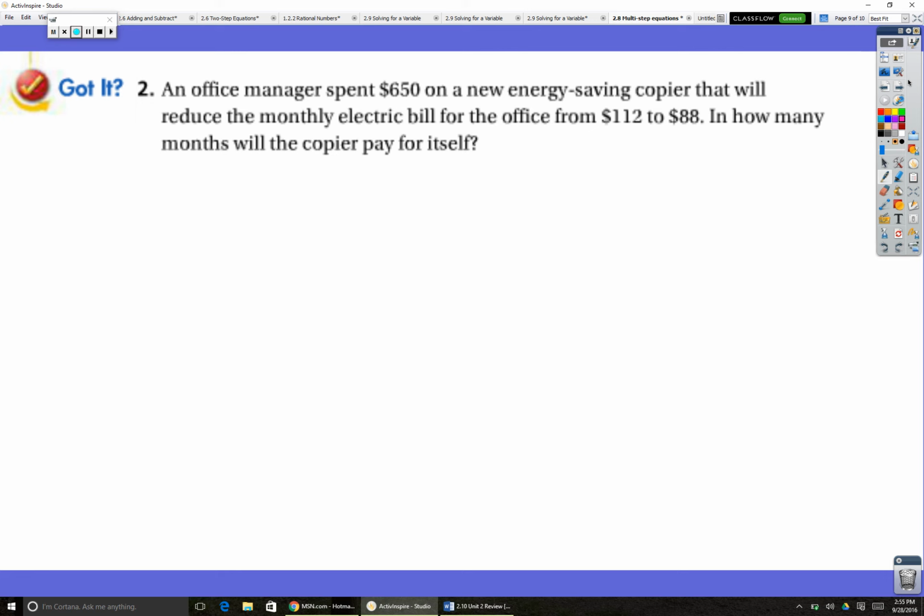Okay, so first we have the electric monthly bill is going to be reduced from $112 to $88 a month. So that's a nice savings. It's going to cost $88 a month instead of $112 a month, but they have to spend some more money to get the energy saving copier. So it asks, in how many months will the copier pay for itself? We're going to let M equal the number. You guys may know that as a hashtag, but it really means number of months.